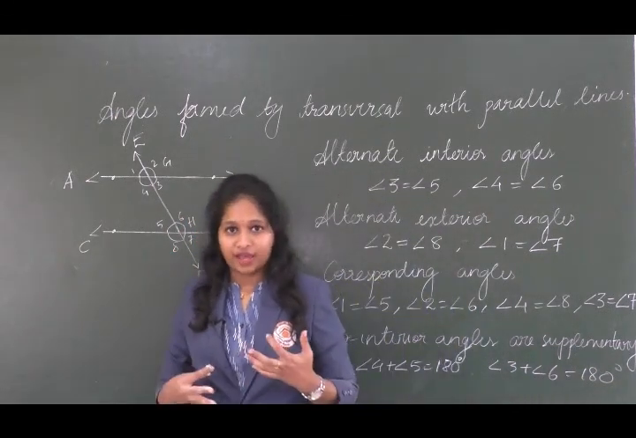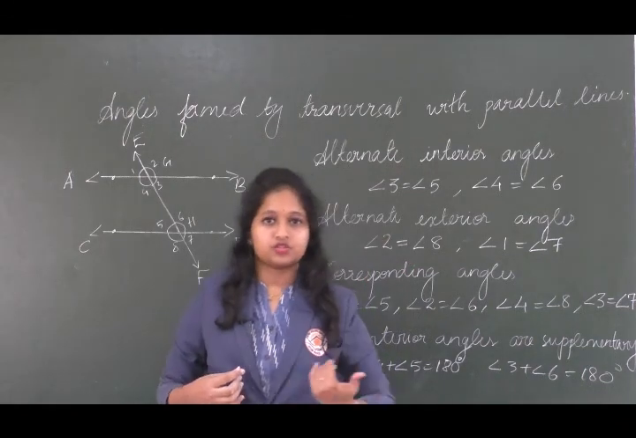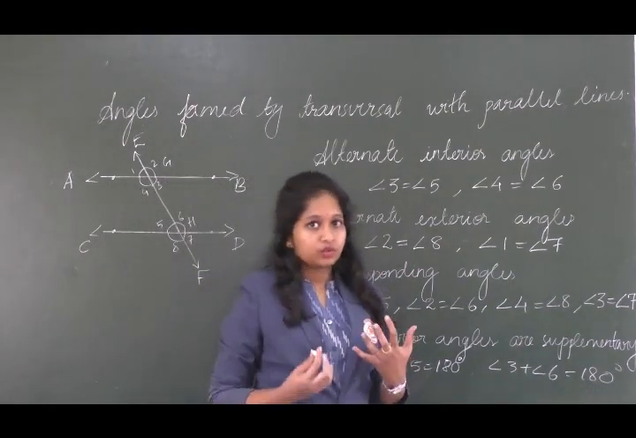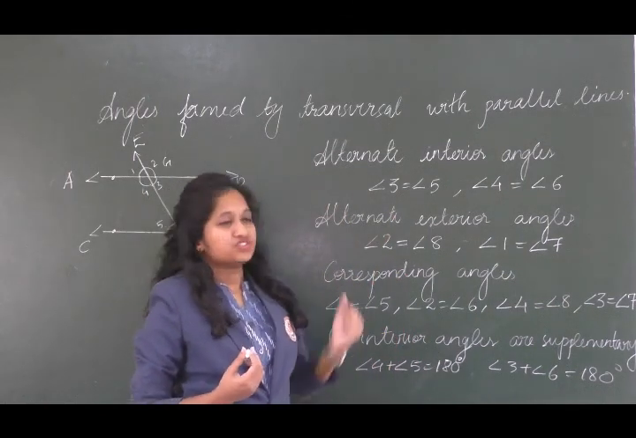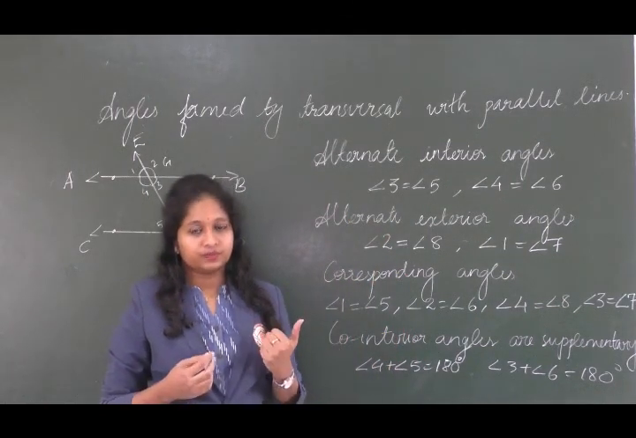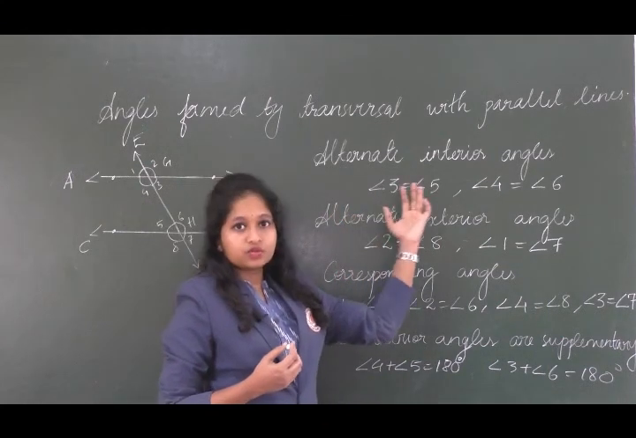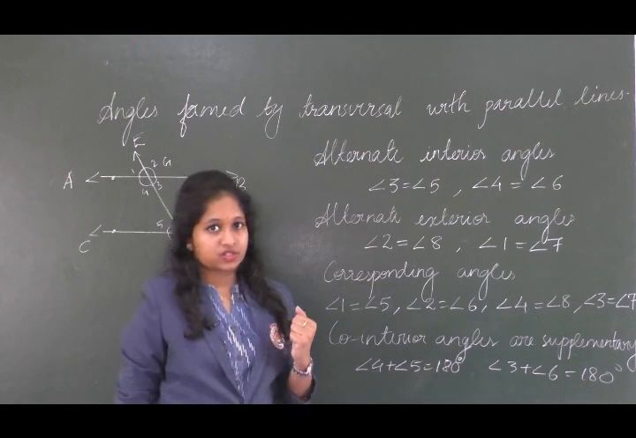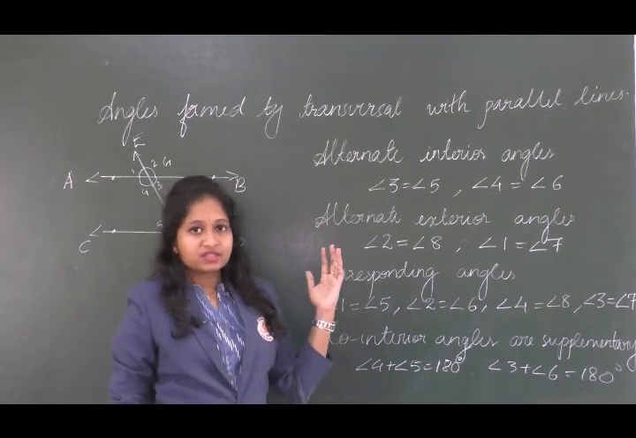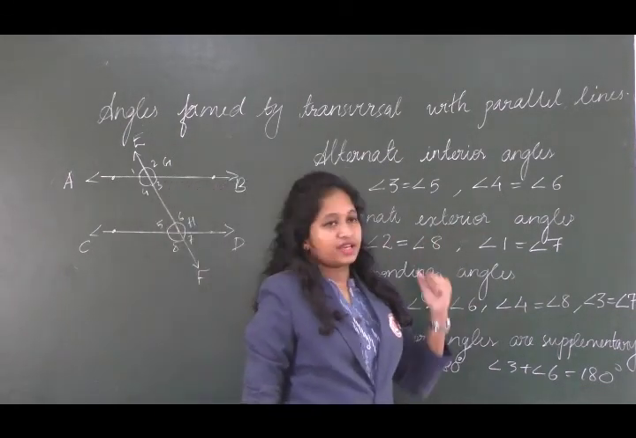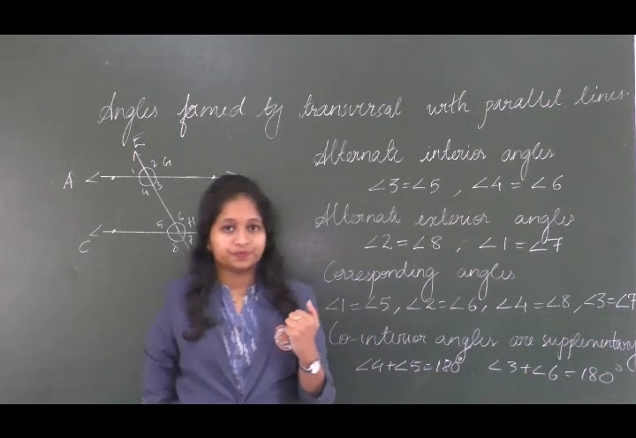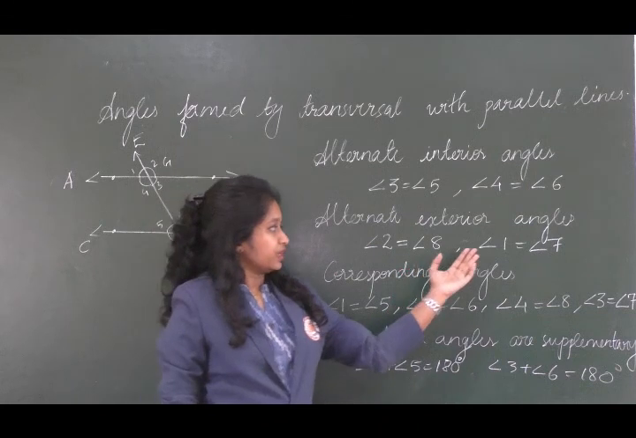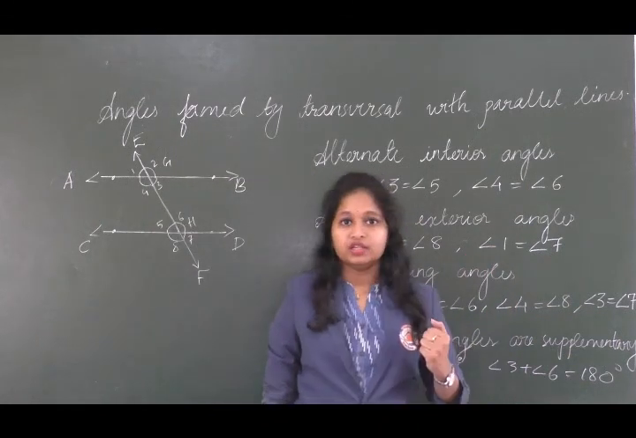If two lines are parallel and a transversal passes through them, then we can conclude that the alternate interior angles are equal. That is, angle 3 is equal to angle 5, angle 4 equal to angle 6. And next, alternate exterior angles are also equal. What are they? Angle 2 equal to angle 8, angle 1 equal to angle 7.